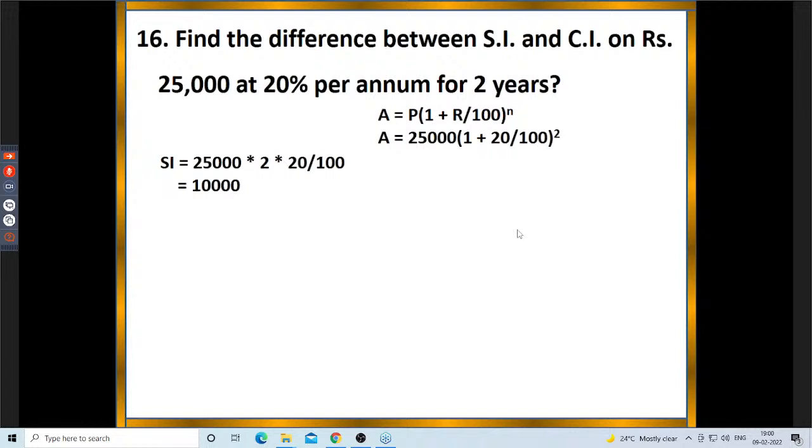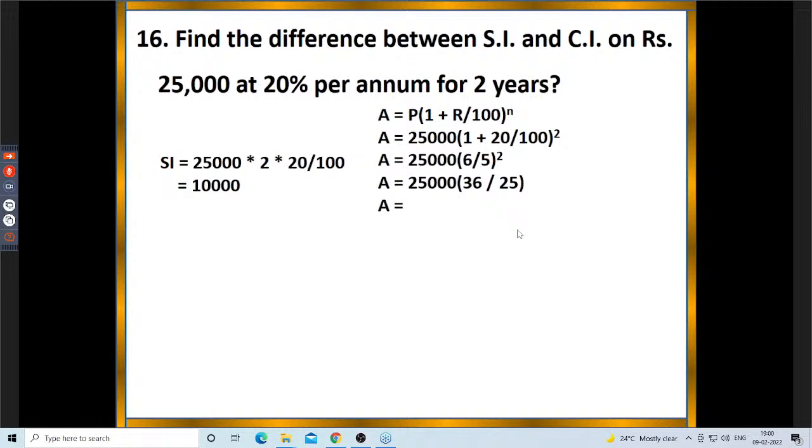Yes. So 20 by 100 means 1 by 5. So 25,000 into 1 plus 1 by 5 means 6 by 5 whole power 2. So 6 square by 5 square, 36 by 25. 25 goes 1 time each. So 36,000, that is the total amount under the compound interest.